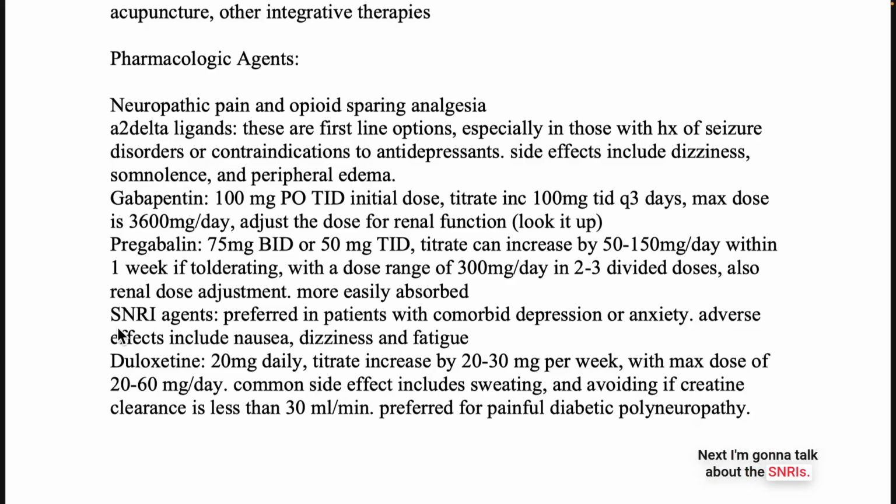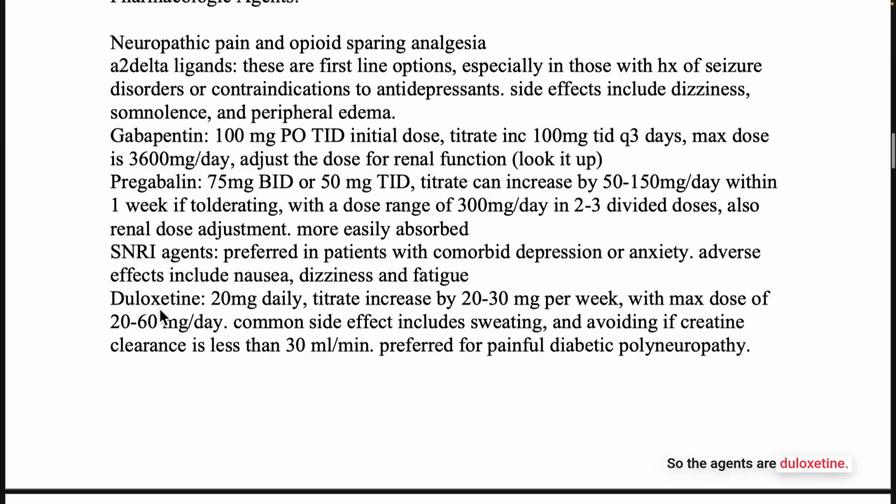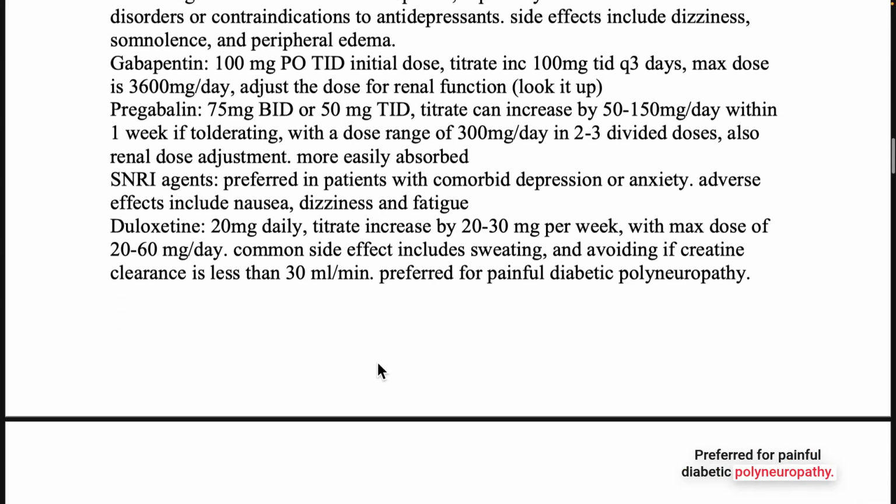Next, I'm going to talk about the SNRIs. What is that? That is serotonin norepinephrine reuptake inhibitor agents. This basically increases the amount of serotonin and norepinephrine in patients, and is preferred in patients with comorbid depression or anxiety. The adverse effects include nausea, dizziness, and fatigue. The agents are duloxetine. You start with 20 milligrams daily, increase by 20 to 30 milligrams per week with a max dose of 60 milligrams per day. The common side effects include sweating, and avoid it if creatinine clearance is less than 30 milliliters per minute. It is preferred for painful diabetic polyneuropathy.